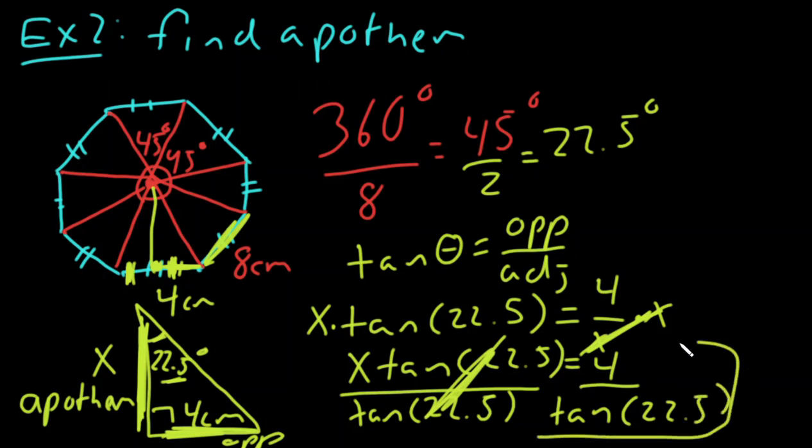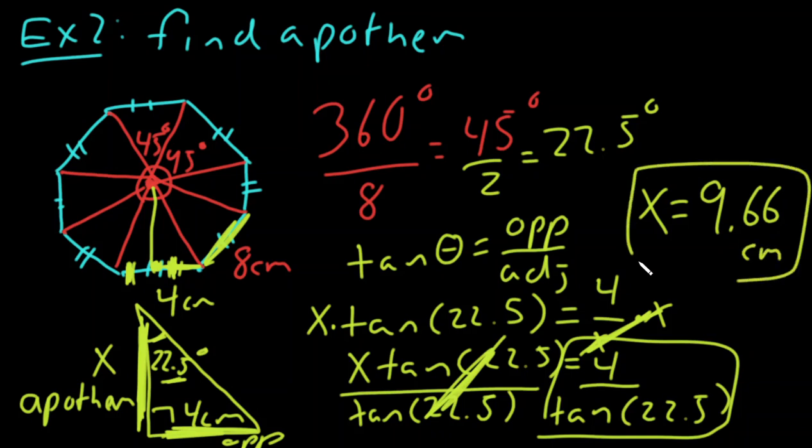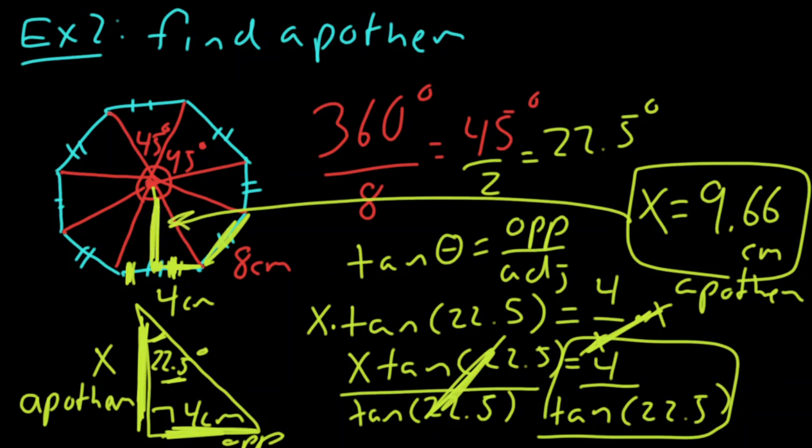And if you will type that into your calculator, 4 divided by the tangent of 22.5, let me do that right now. So let's see, clear all. And we'll write 4 divided by, type in my tangent button, 22.5. Well, that's going to give us x equals 9.656, and so that will round up to 9.66, and in this case that would be 9.66 centimeters. Once again, what is that? That is our apothem, and that is this height right here.